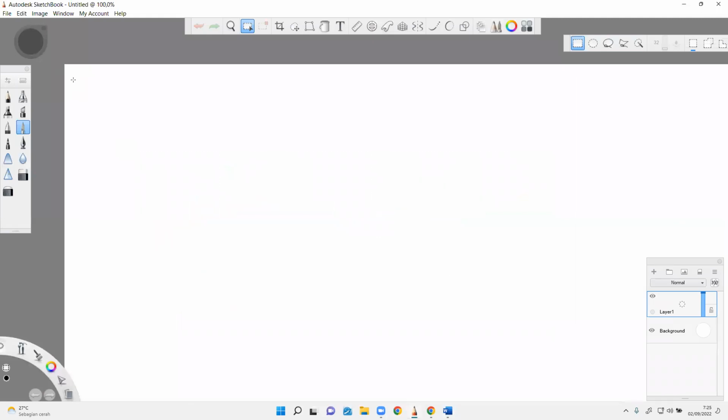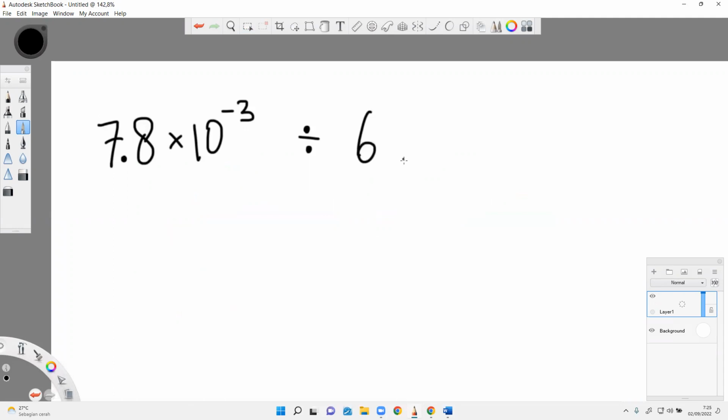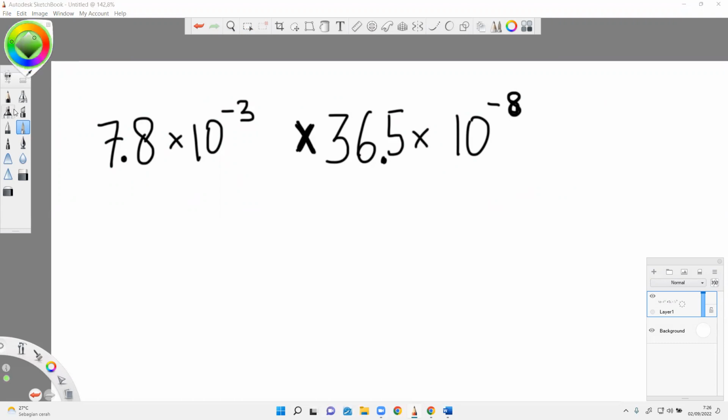Let's see the other example with the negative power now. 7.8 times 10 to the power of negative 3, times 36.5 times 10 to the power of negative 8. Why do I do division? No, multiplication first, multiplying first. Okay, not division yet. Okay, please, someone do the calculation for me. What do you have to do first? Yeah, that is the first priority. 284.7. Okay.